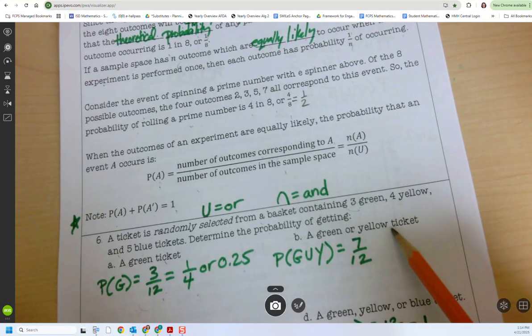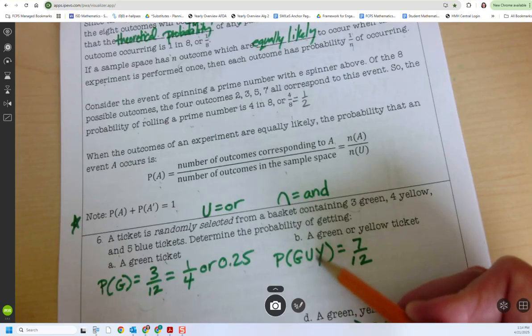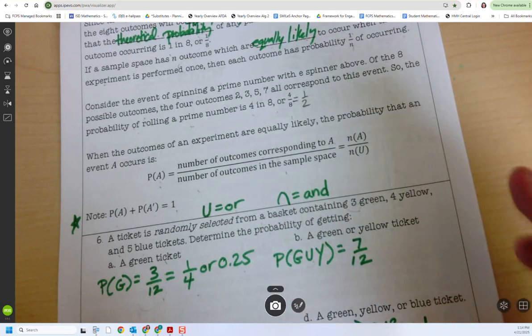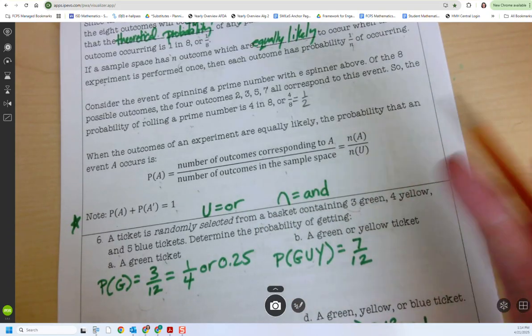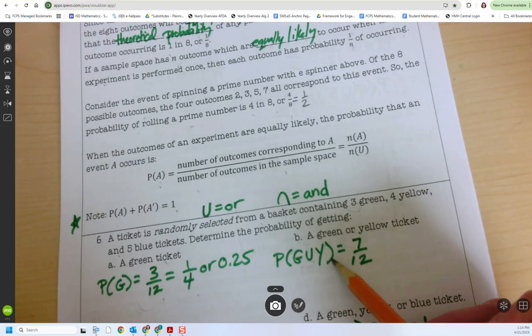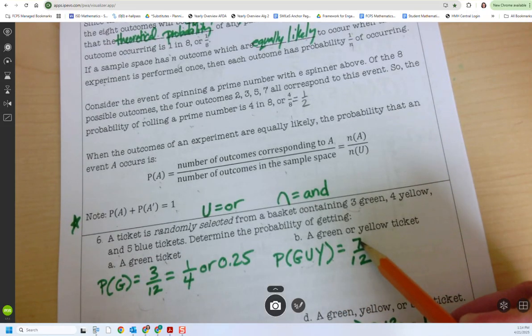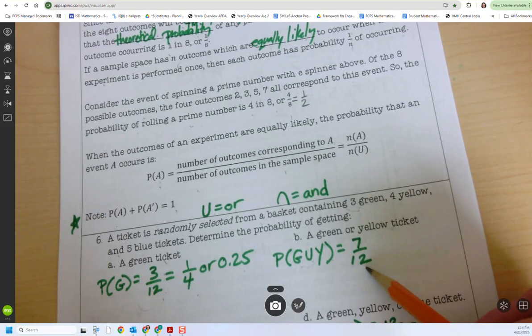A green or a yellow ticket. So this means or, it's the inclusive or, so it could be green or yellow or both, but we don't have any that are both. So green or yellow. And there were 7 that were green or yellow out of 12 altogether.